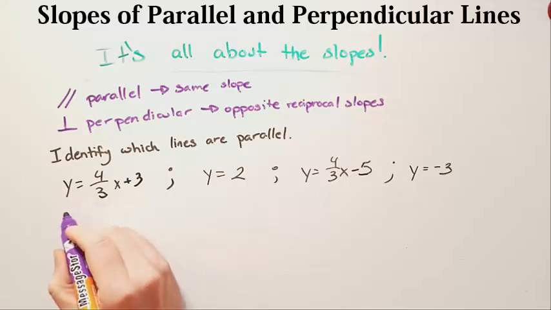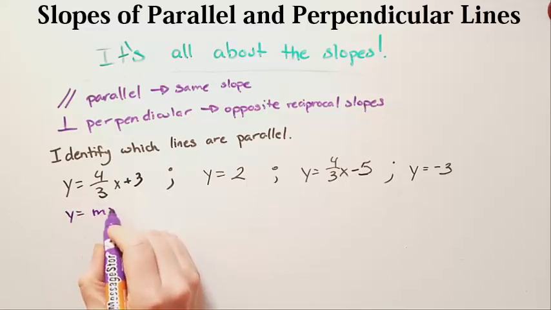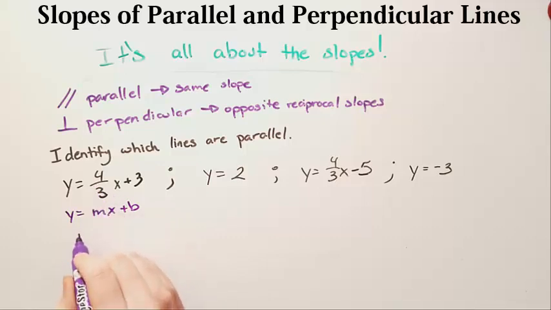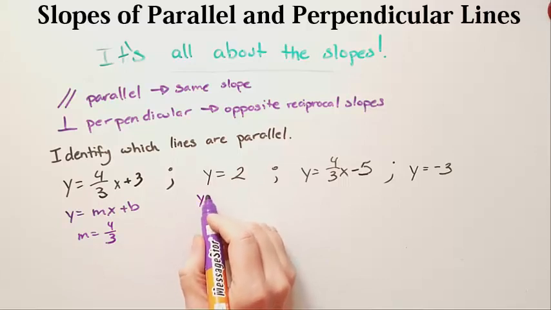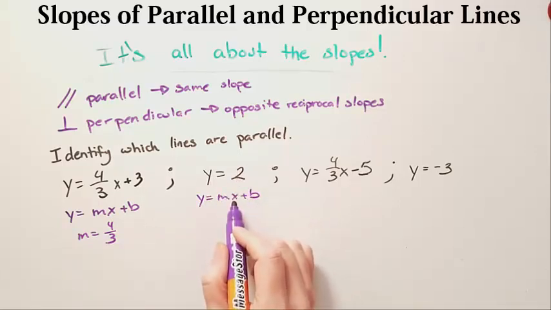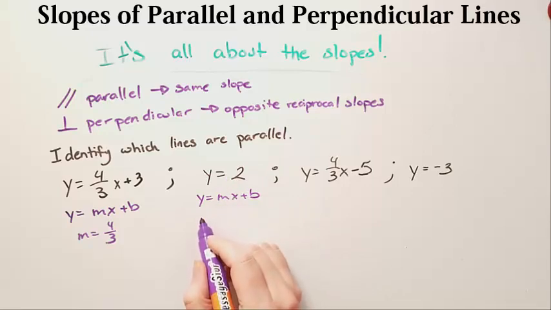This isn't a y equals form, so this must be the same format as y equals mx plus b. The number stuck to x, which is 4/3, is your slope. This is also a y equals form, so this is a y equals mx plus b form, but there is no x, which meant there's no mx part. If there is no mx, that meant your slope is 0.